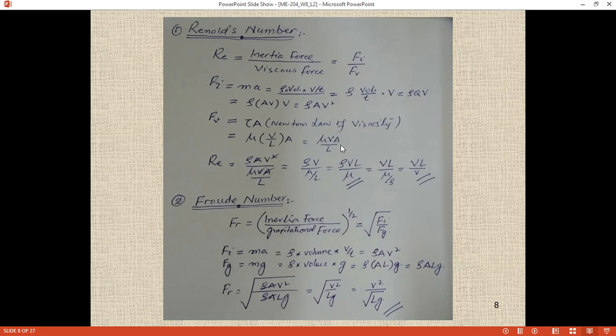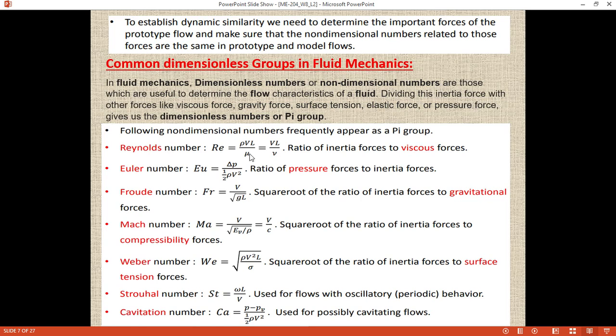Now put the values of these two forces that you have calculated. If you put them here, what will happen? The V squared will cancel with the V, and A will cancel with the A. So finally it will reduce to rho V L over mu. You see the same component here, rho V L over mu. So this is the Reynolds number. It proves that the Reynolds number is the ratio of the inertia force over the viscous force.